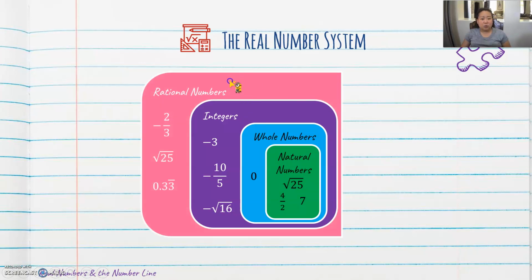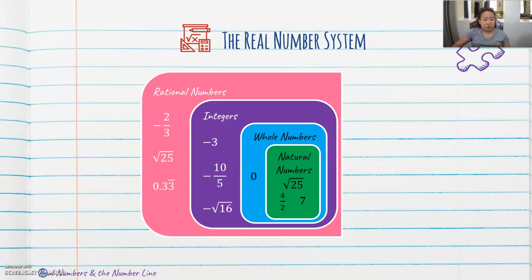And then the next group is the rational numbers. This now includes our fractions, okay? A over B, negative 2/3, all right? Square root of 25, that's a specific value. Decimals are also included in rational numbers.